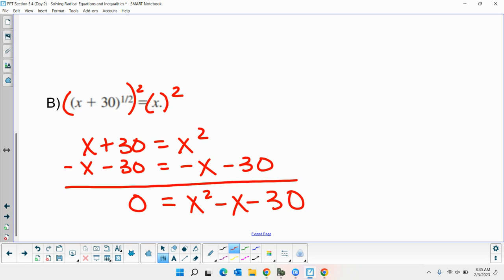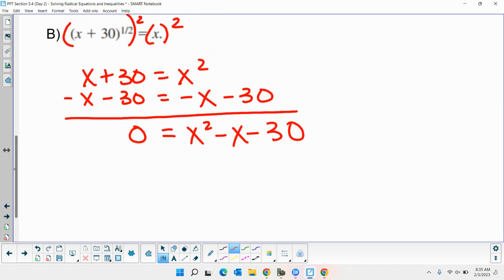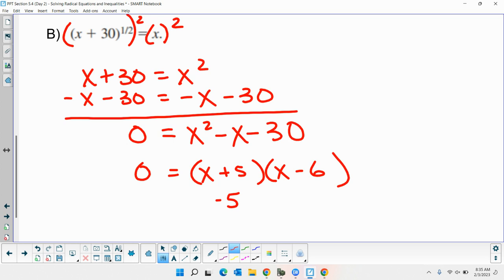What factors of negative 30 add up to negative 1? What times what is negative 30? Added is negative 1. 5 and negative 6, right? So what's the x plus 5 answer? Negative 5. The x minus 6? 6. All right, we should check them.